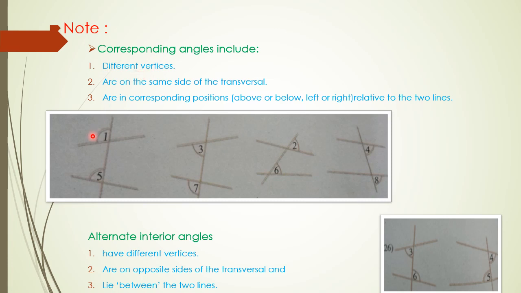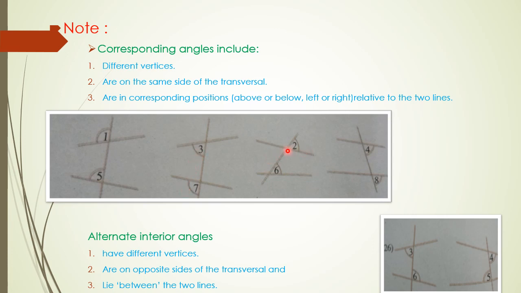Corresponding angles have different vertices. Angle 1 vertex lies here, angle 5 vertex is here, so they are different. Here another pair, angle 3 and angle 7. Angle 3 vertex lies here, angle 7 vertex lies here, so they are different vertices.